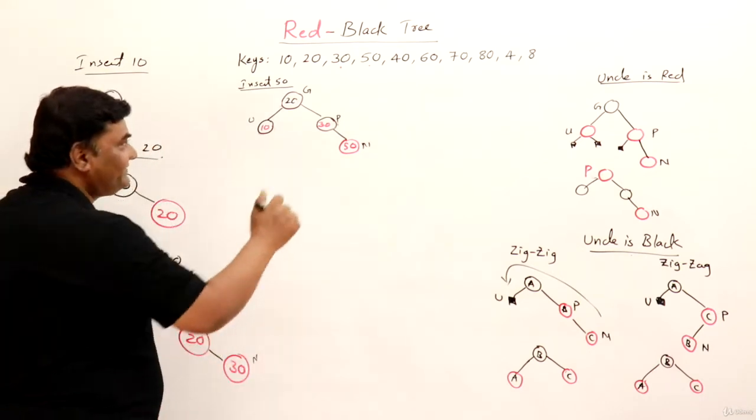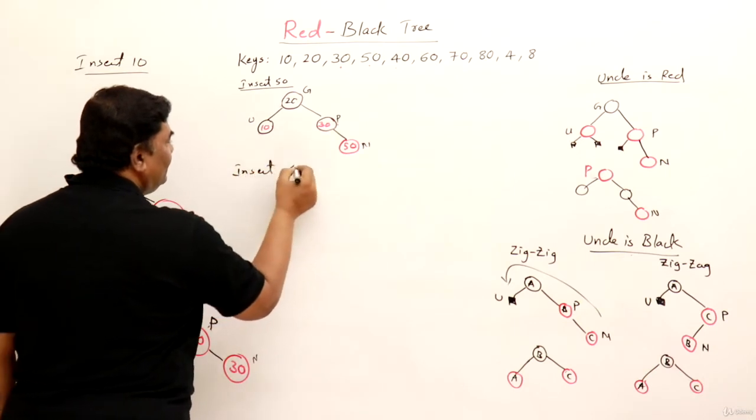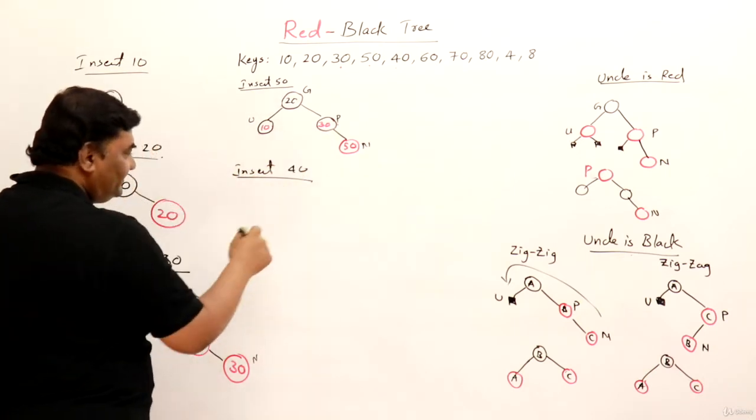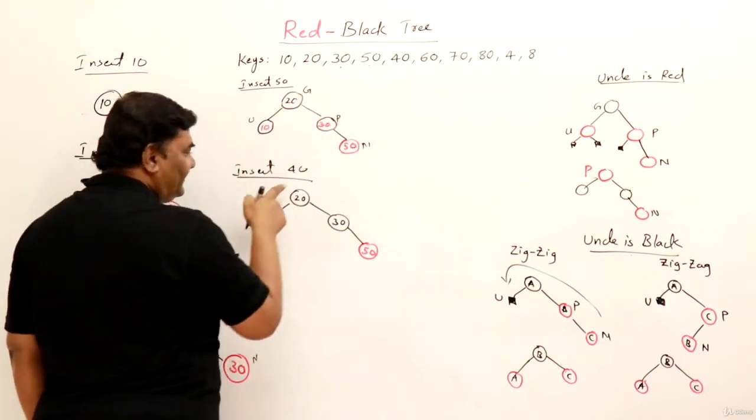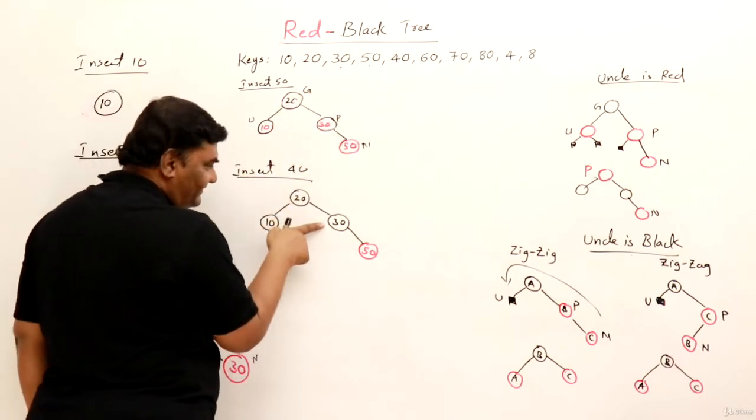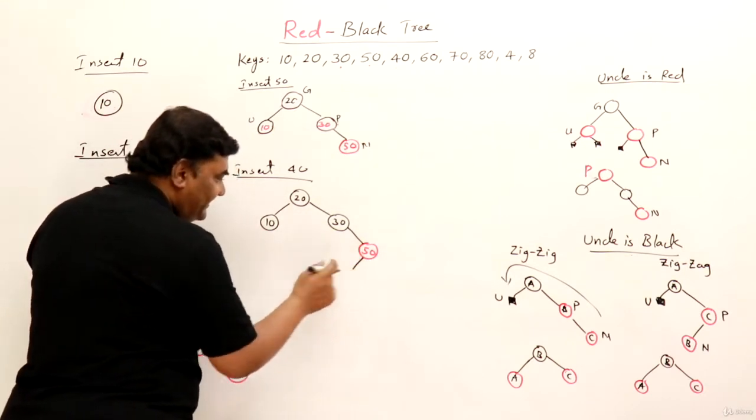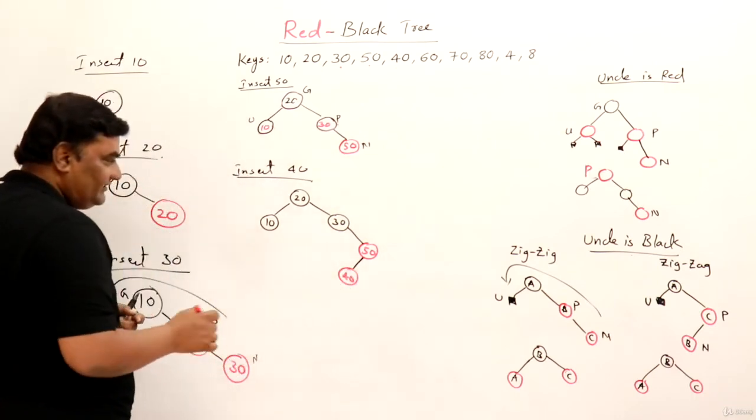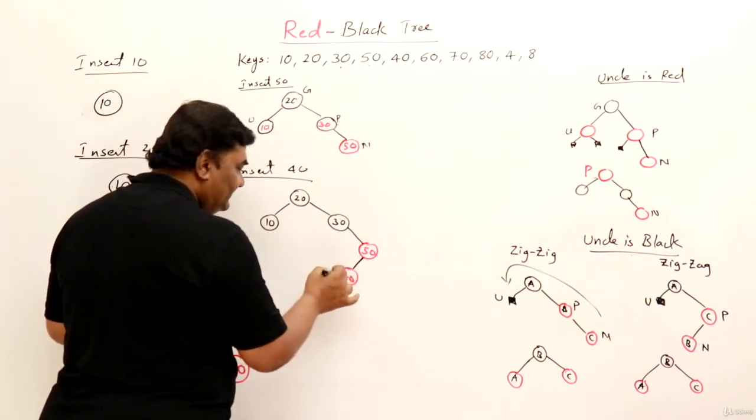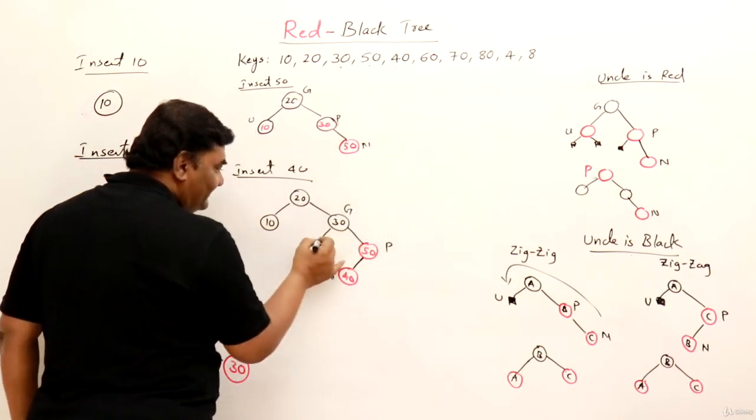Let us insert next key, that is 40. Insert 40. I'll draw this one. Here I have taken a same tree. Now insert 40. 40 is greater than 20. 40 is greater than 30. 40 is less than 50. So it should come on this side. So here I should insert 40. This is red node. Every new node is red node. This is new node, and this is parent, and this is grandparent, and this is uncle.